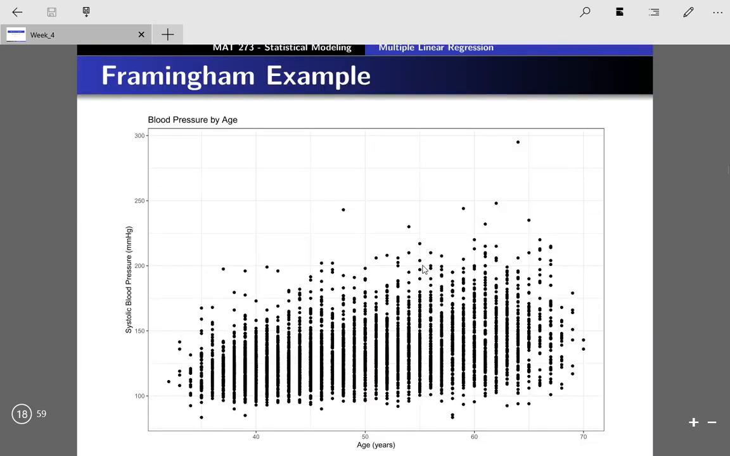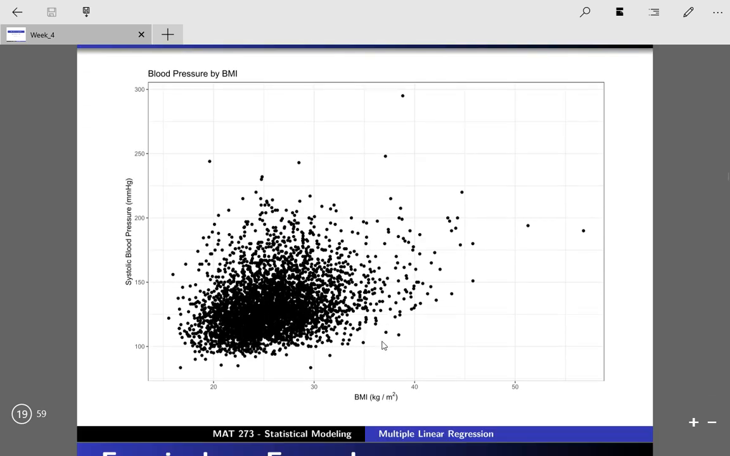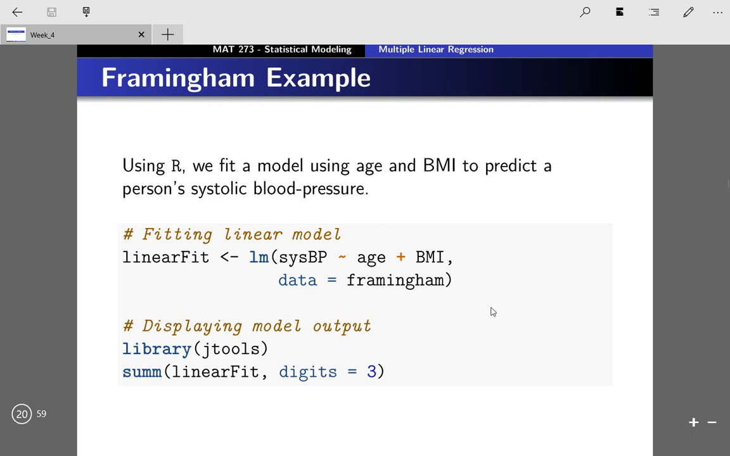So this is where multiple linear regression comes into play, because we have two variables that seem to explain blood pressure a bit, age and also BMI. So we want to use them jointly together, not just fit a model for each one. To do that in R, we use the lm, the linear model function again, and we're going to model systolic blood pressure as our response, tilde, and then our explanatory variables, so age plus BMI. And then we can view the regression output using the summ function from the jtools package.